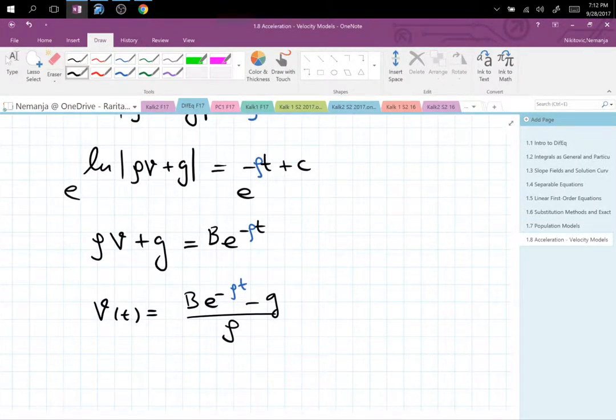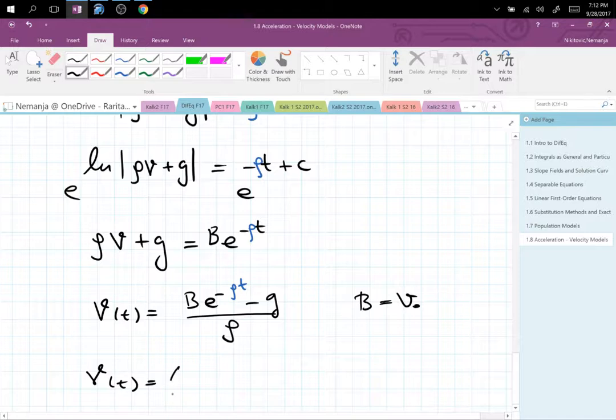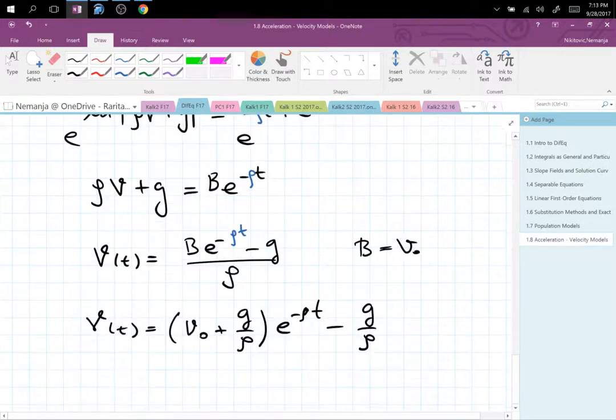All right, so now this B is going to be our initial velocity, and we have exactly what we need. So v of t, when you factor everything out, becomes v0 plus g over rho, times e to the negative rho t, minus g over rho.